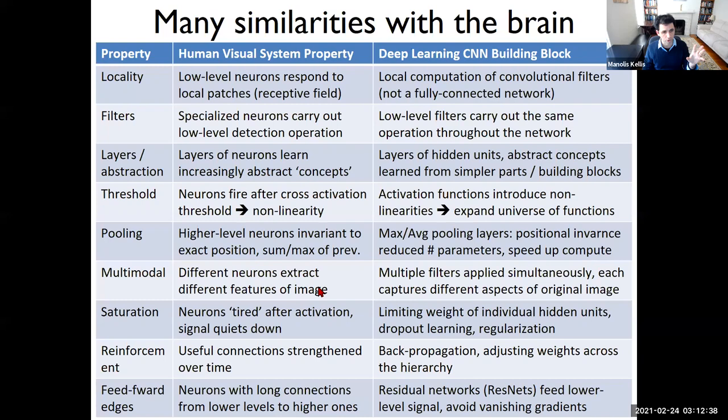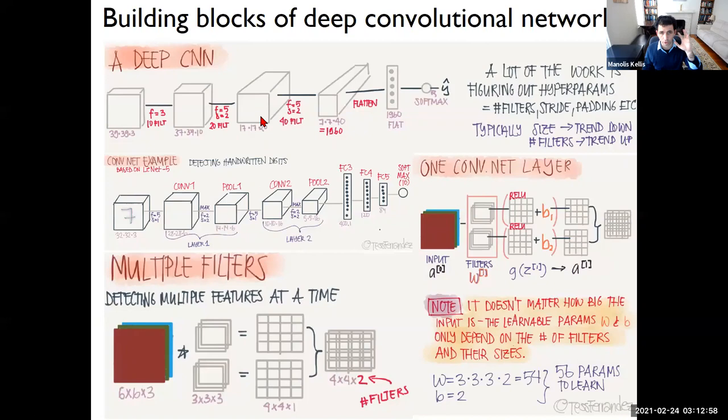We talked about multimodality, the fact that I can compute many, many filters, giving me a volume rather than just a matrix at every layer of my network. We talked about saturation and reinforcement and feedforward edges and so on and so forth. Okay, so let's put it all together now. Here's your typical deep convolutional neural network. We have a 39 by 39 image as the input, and it's an RGB image, red, green, blue. So we're going to have a volume of 39 by 39 pixels times three different input channels. Okay, everybody with me?